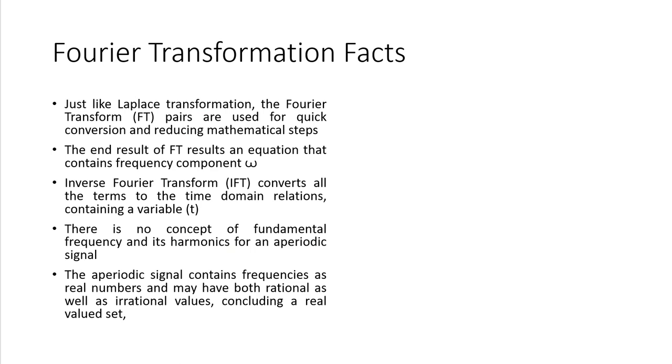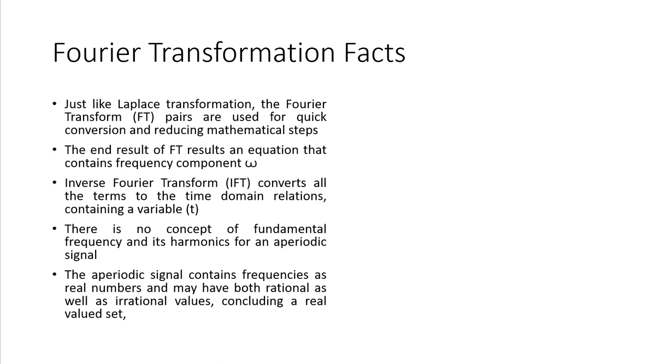Okay, the end result of Fourier transform is an equation that contains a component omega. Inverse Fourier transform, IFT, converts all the terms to the time domain, so it will have a variable t. The first one has variable omega, the second one will have variable t. There is no concept of fundamental frequency and its harmonics for an aperiodic signal. So we can put any frequency in it, and it will be in terms of omega, not omega naught. So this should be kept in mind, that if an equation has only omega, it is probably the Fourier transform version, and not the Fourier series version. Fourier series must have n in it, n omega naught.